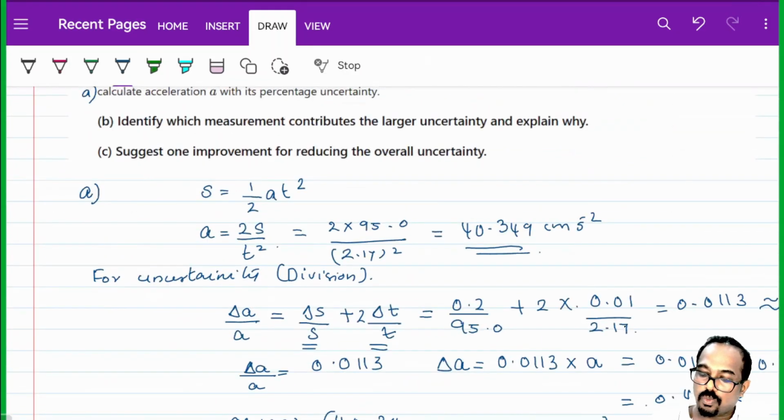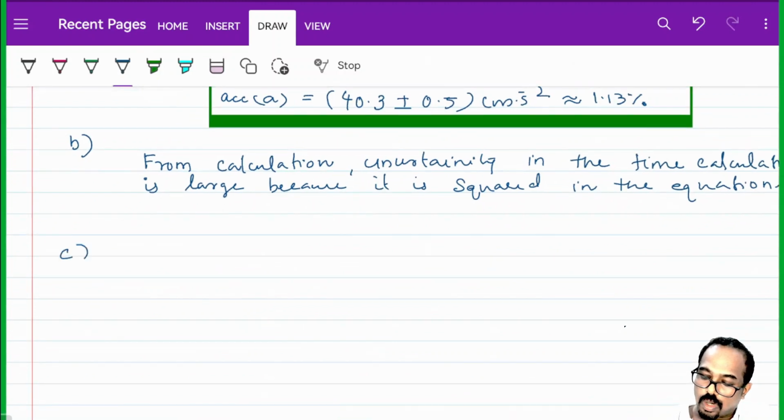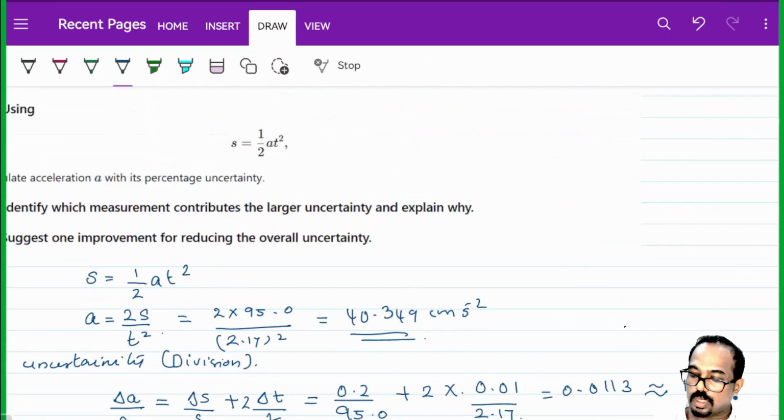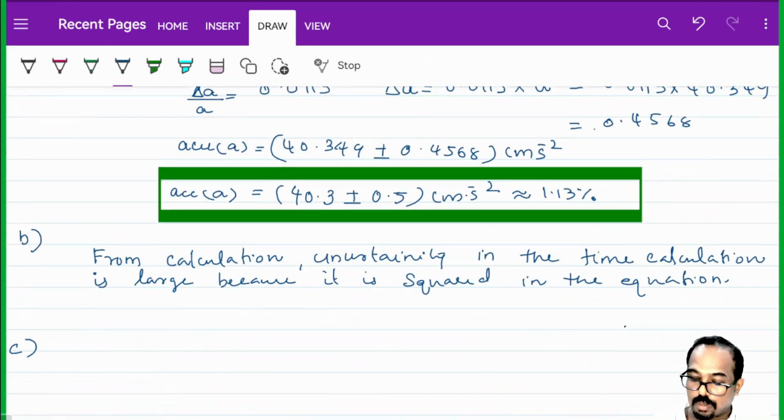Suggest one improvement for reducing the overall uncertainty. So more uncertainty is in the time measurement. How can you suggest? The more uncertainty is in the time measurement, right? So you need to use more precise. What is the instrument used here? Motion sensor with a high time resolution.